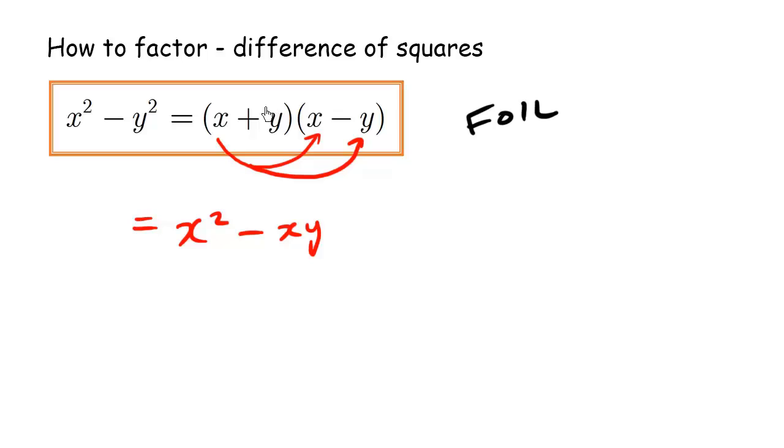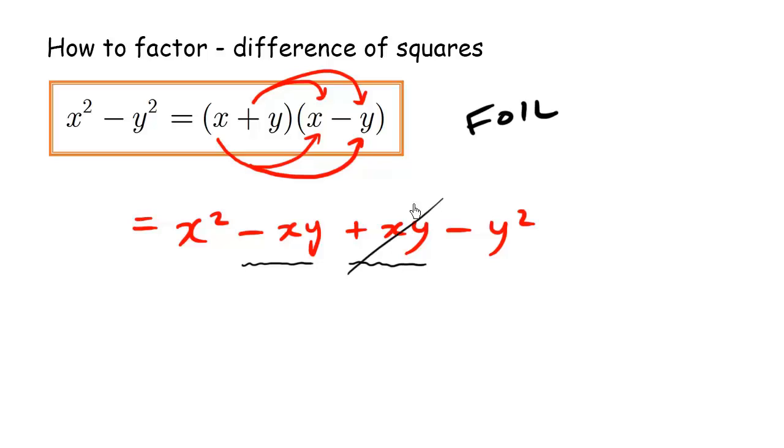When you multiply the inside, positive y times positive x becomes positive yx, which is the same thing as positive xy. And the letter L, last, positive y times negative y. A positive times a negative number becomes negative, and y times y becomes y squared. Can you see what happens to the middle terms here? The negative xy and the positive xy cancel out.